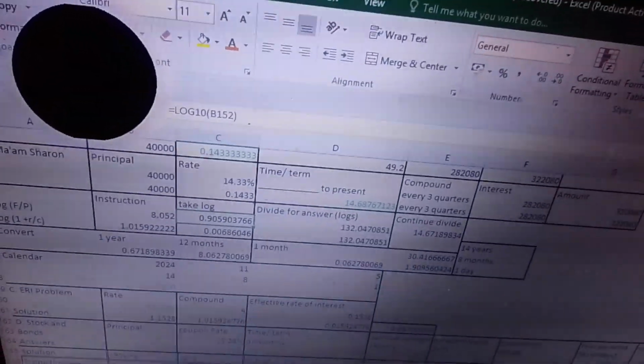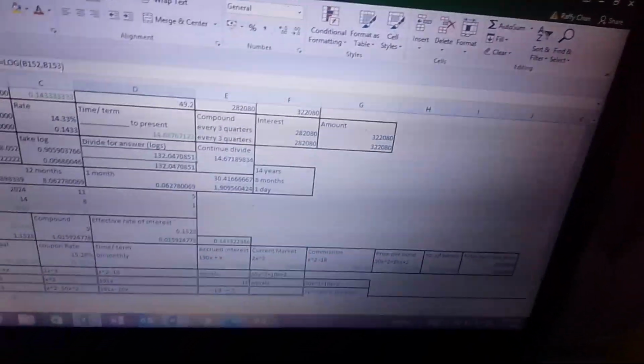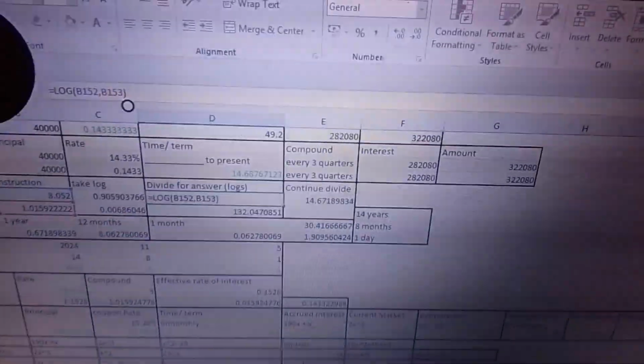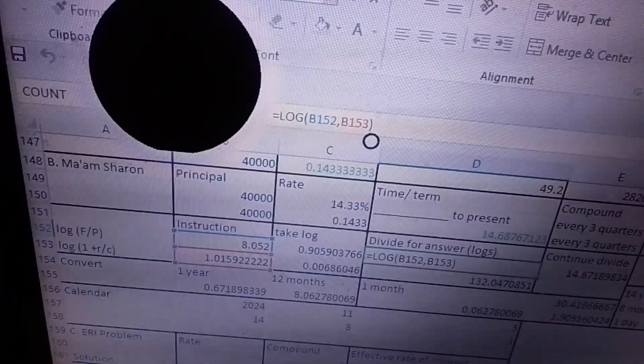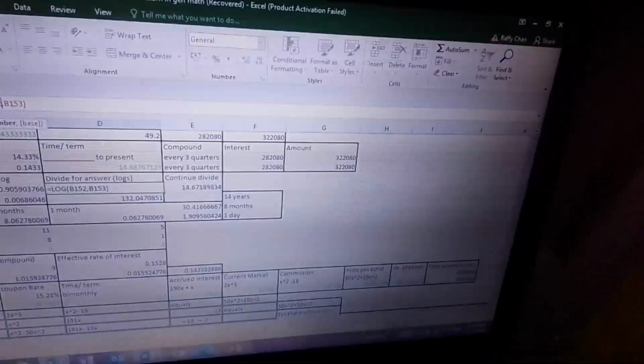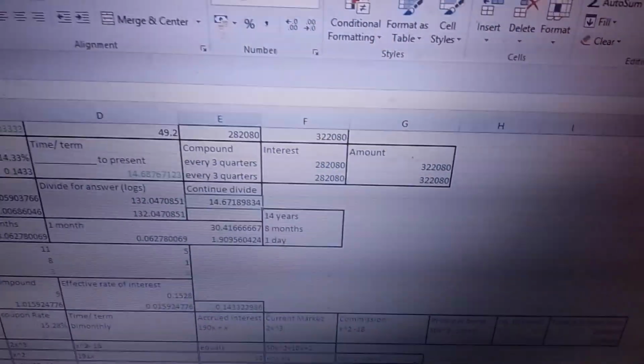Log base 10 of both of these numbers, and then divide for the answer. In this one, I divide the two answers of taking the log base 10, just like the change of base method. This one, I just take the literal log of the future value divided by the present value, divided by that number. Remember, this is the number that you want to take off that given base. And we should get the same answer, and then continuous division gives you 14.67 years.